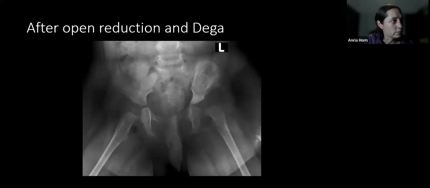Okay, good. So it turns out she didn't need a shortening again, but she did need a Dega, and that was a post-op X-ray. So we sort of managed to treat the right hip automatically with a closed reduction because it was in the spica with the left hip. So that actually worked out quite well in the end.